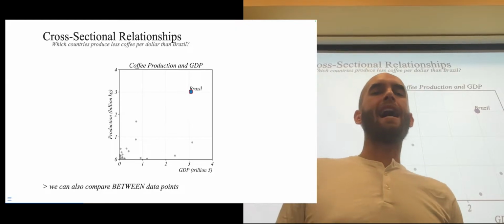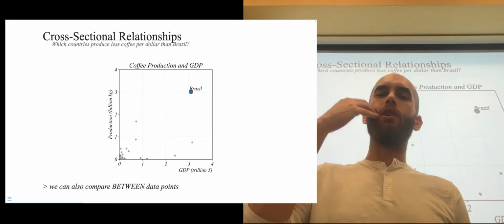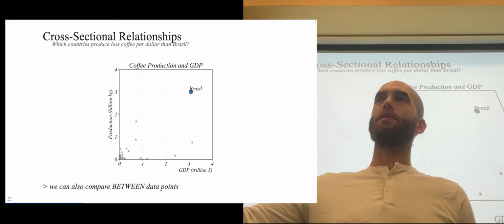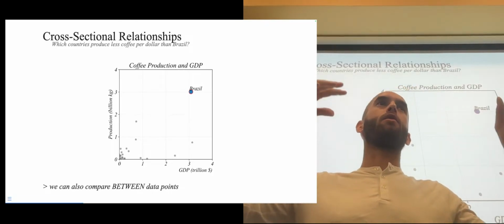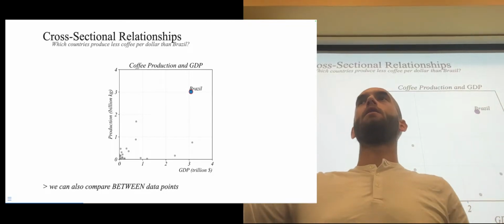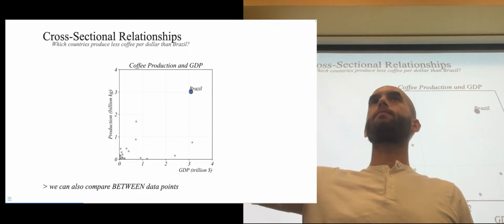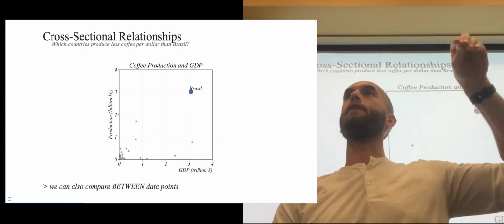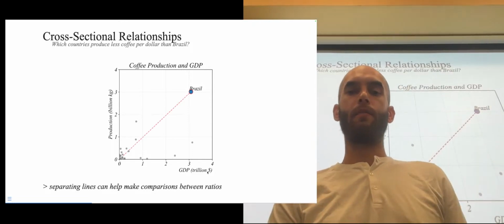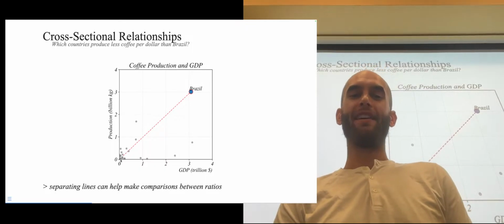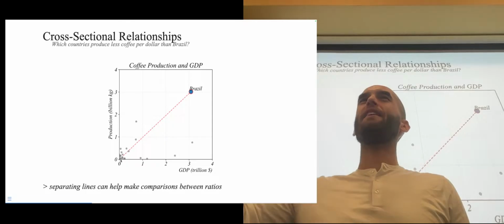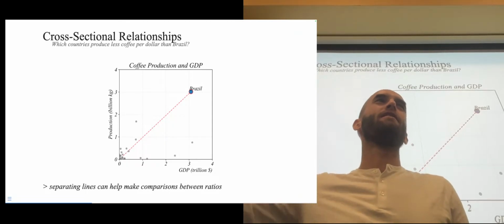So one question we could ask is which countries in this data set produce less coffee per dollar than Brazil. We said coffee per dollar is a ratio. So we can look at the point Brazil and then find a separating line running from the origin to Brazil, which gives us a perspective on coffee per dollar. This is all of the points that represent the same coffee production per dollar.